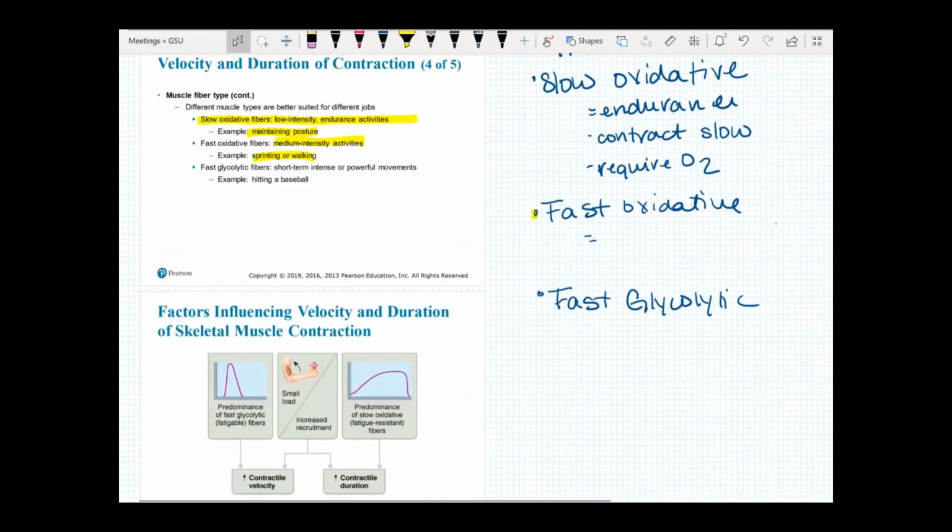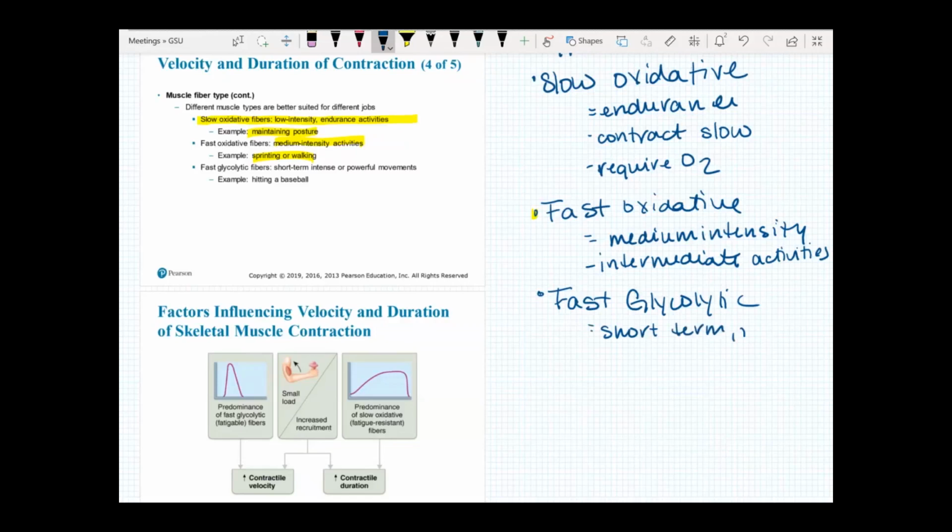So fast oxidative, just to hit that one more time, this is going to be our medium intensity. And this is an intermediate type. It is between the two. You're doing activities, but you're not pushing too hard and you're not just doing normal everyday. Whereas your fast glycolytic are going to be your short-term, rapid, intense movements. So I do apologize for that.